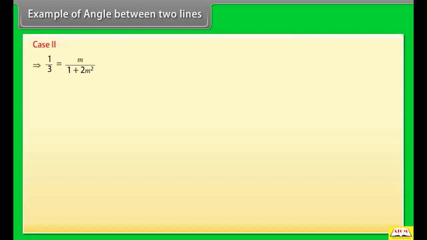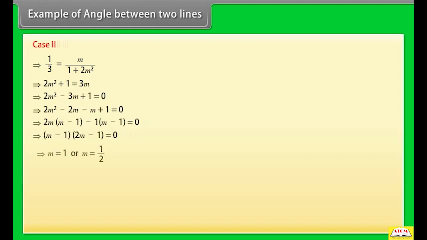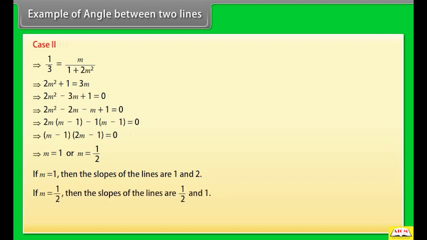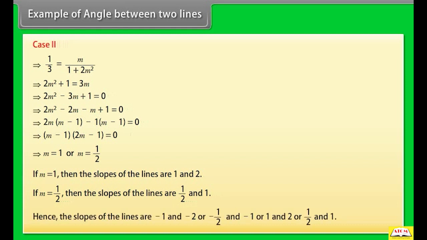Case 2. 1/3 is equal to m by (1 plus 2m squared). On solving, we get m is equal to 1 or m is equal to 1/2. If m is equal to 1, then the slopes of the lines are 1 and 2. If m is equal to 1/2, then the slopes of the lines are 1/2 and 1. Hence, the slopes of the lines are minus 1 and minus 2, or minus 1/2 and minus 1, or 1 and 2, or 1/2 and 1.